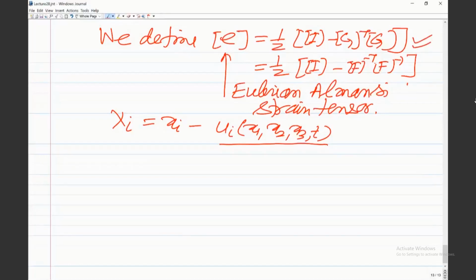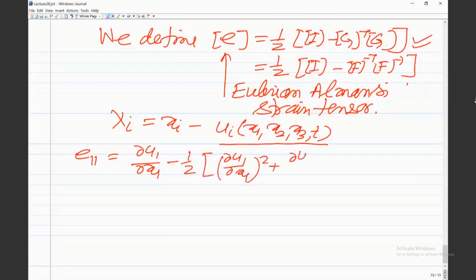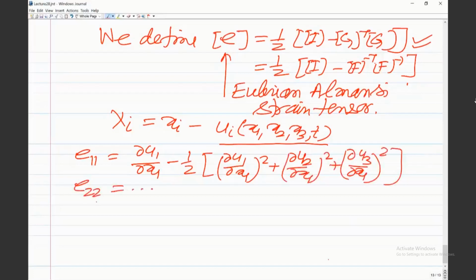After substituting, let me write a typical expression for e11. That would be del u1 upon del x1. Now these derivatives are with respect to the current coordinate, minus, we will get. Earlier we got plus, here we will get minus, and then we will have half of del u1 upon del small x1 whole square plus del u2 upon del small x1 whole square plus del u3 upon del small x1 whole square. So this will be e11. In the same way you can write e22 and e33.